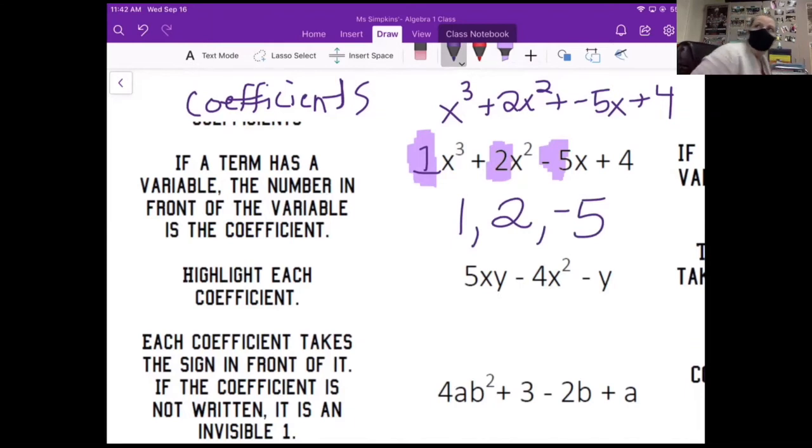So just like before, I'm going to give you a few moments or minutes to try those next 2. So you're highlighting your coefficients, and then if you want to list them right underneath, you can do that too. There would be. Correct. Good job. Lots of highlights.